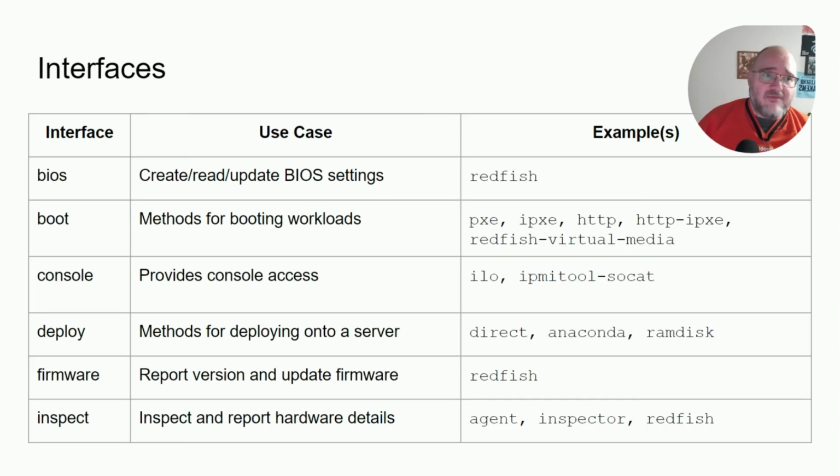So I've listed, in the next couple of slides, all of the interfaces in Ironic with a few examples of implementations of them. It'll serve as an example to show you the role that an interface plays in telling Ironic how your node is controlled. So, we have a BIOS interface that can create, read, and update your BIOS settings. And Redfish is one of our best implementations of that.